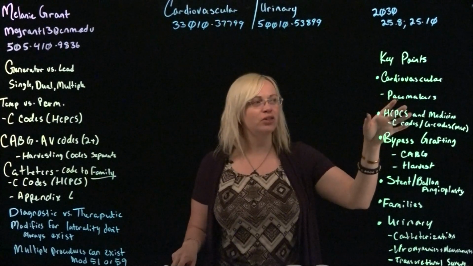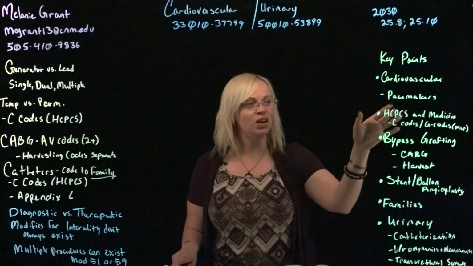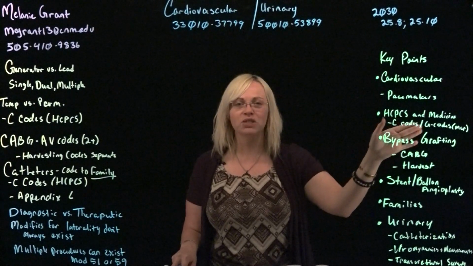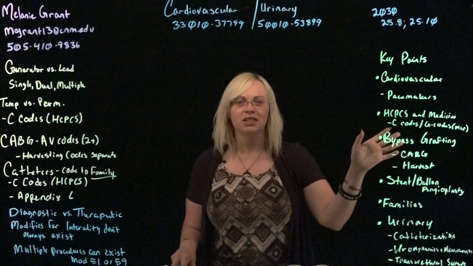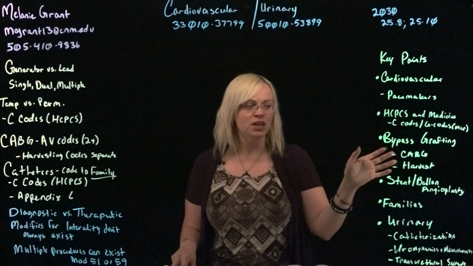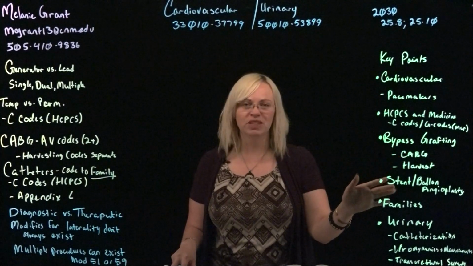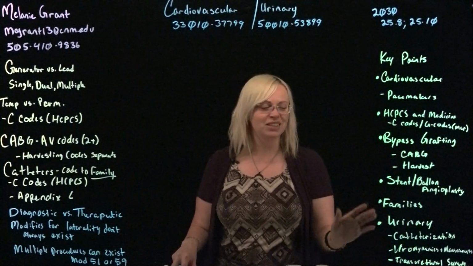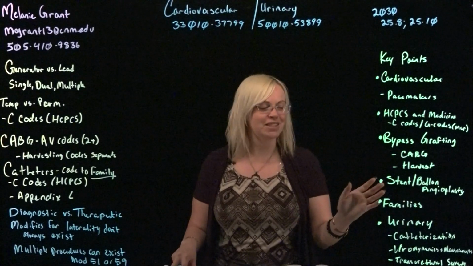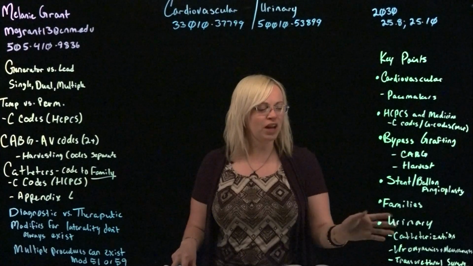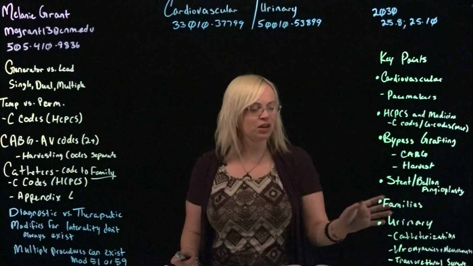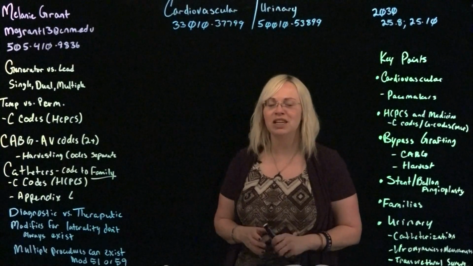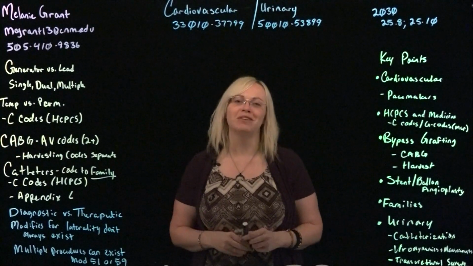We'll be talking about the cardiovascular system in detail for pacemakers, some tips and guidelines on when to look for HCPCS or medicine section coding, some details about bypass grafts, and some of the information about stents, balloons, balloon angioplasties, and the cardiac families. When we talk about urinary, we'll have a brief overview in blue down here of catheterization and some of the different services that you'll see with urinary specifically.